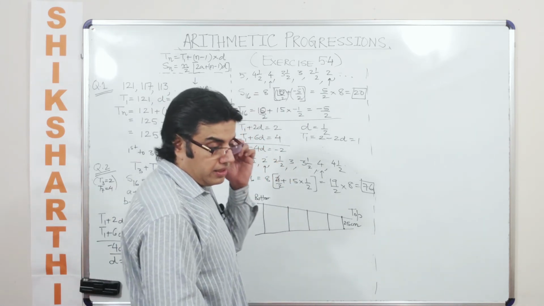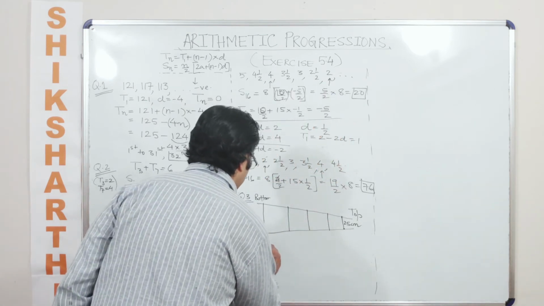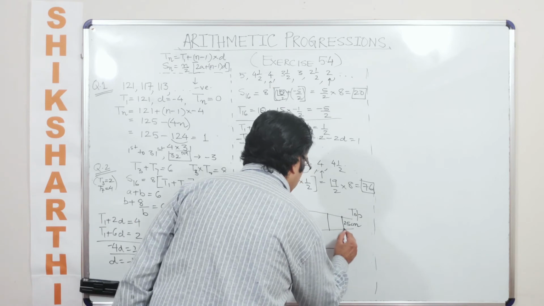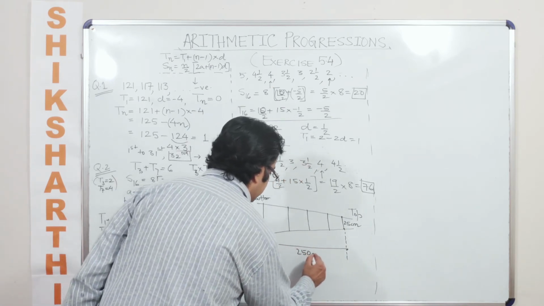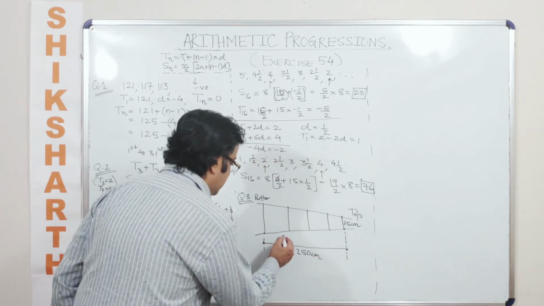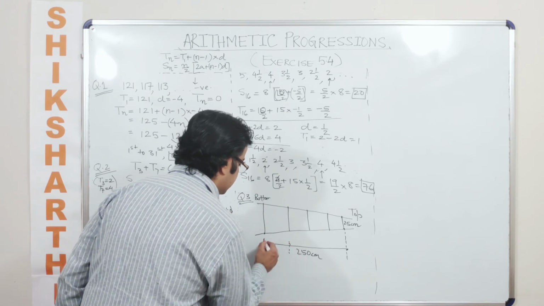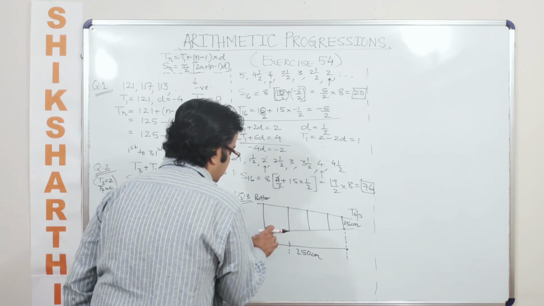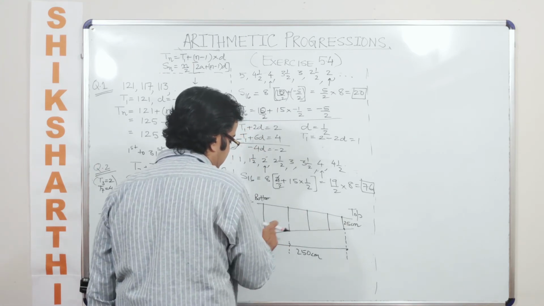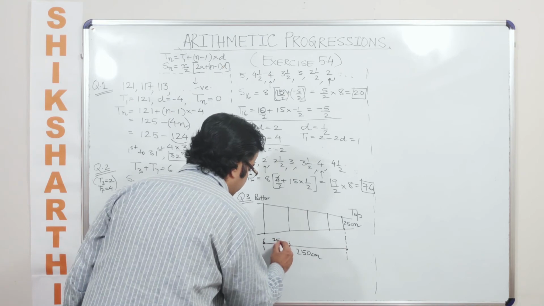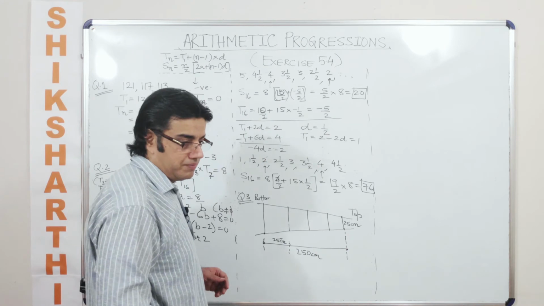Okay, and then it further says, from here to here, when I talk about from here to here, the length here is 250 centimeters, and the distance between any two successive terms. So let's say, now this was the first, let's say these are two successive terms. So the distance between two successive terms is how much? 25 centimeters. So how many terms would we have here?